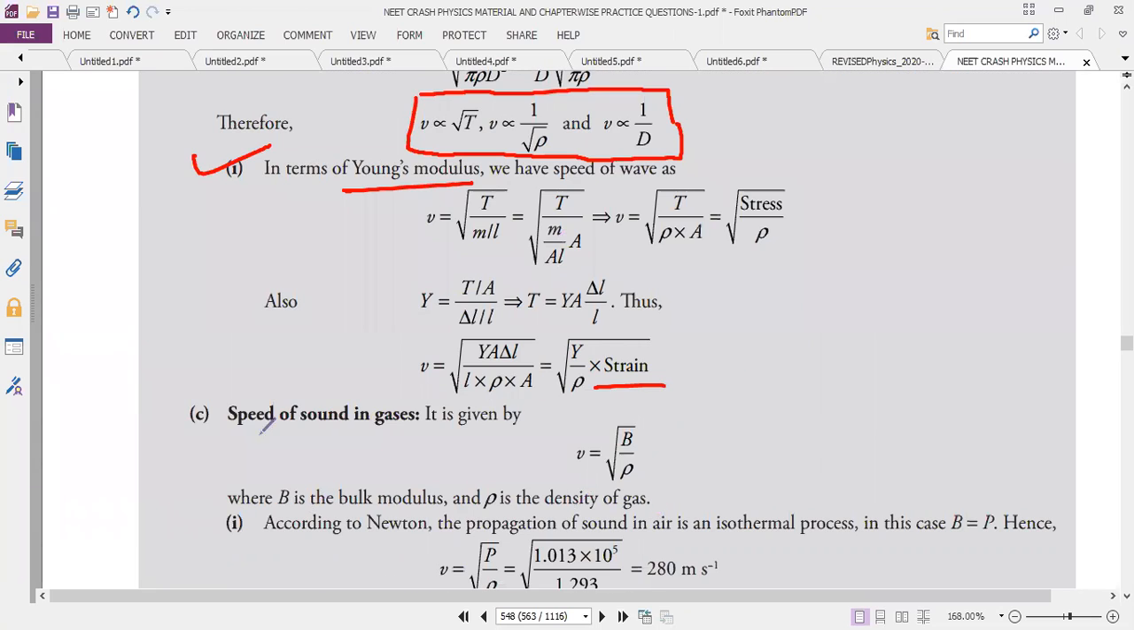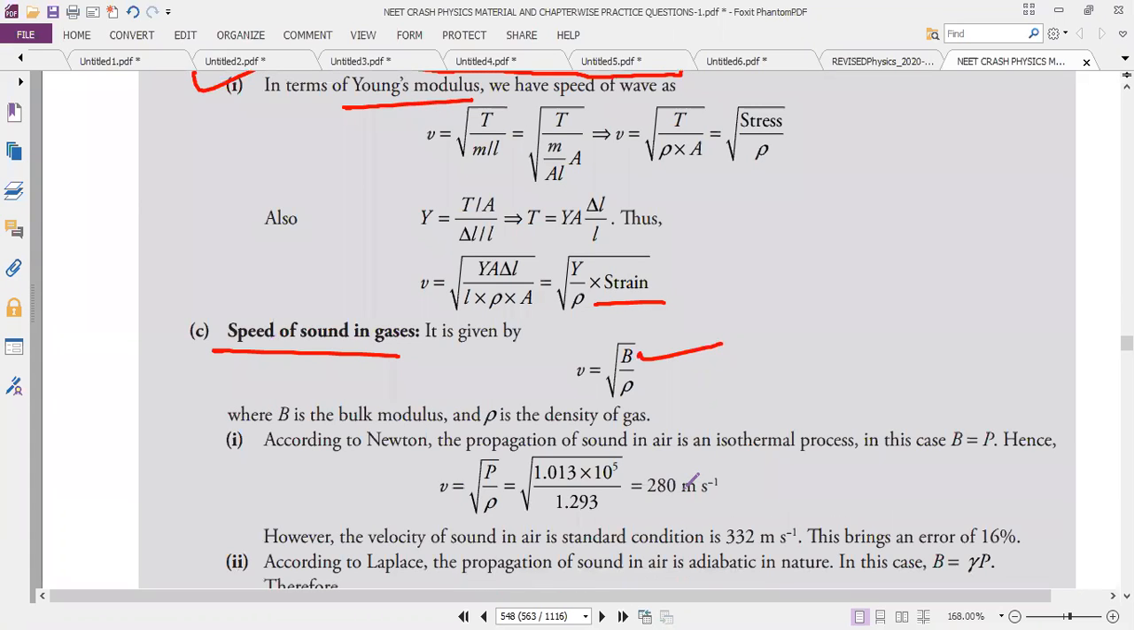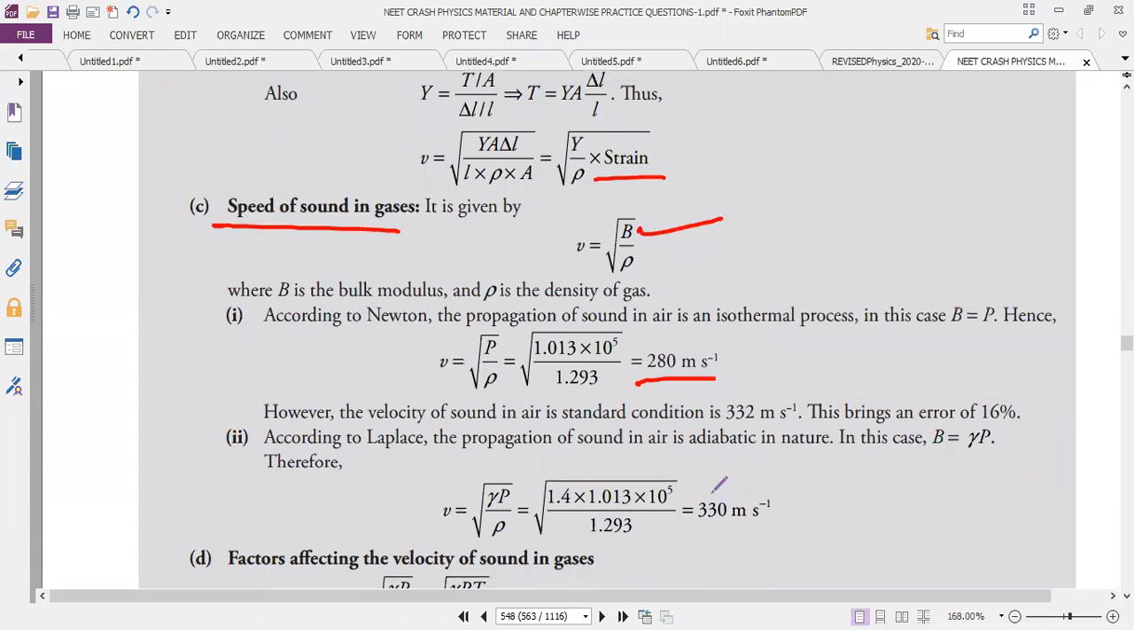Next formula, the speed of sound in gases. For gases it is bulk modulus B, root of B by rho. Applying the constant values, we will get 280 meter per second. For the velocity of sound in air at standard condition, 332 meter per second. In the morning we discussed the Doppler effect. In the Doppler effect formula, the value of V is 330; sometimes they will give 340 based on the question.